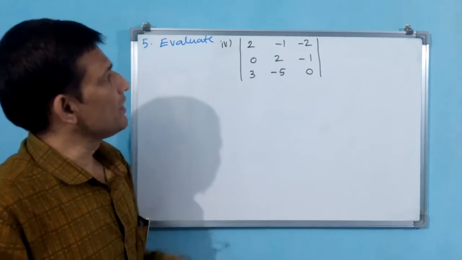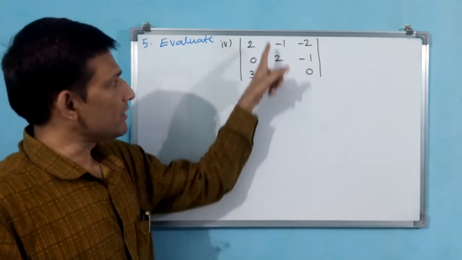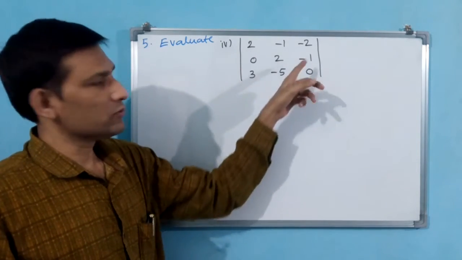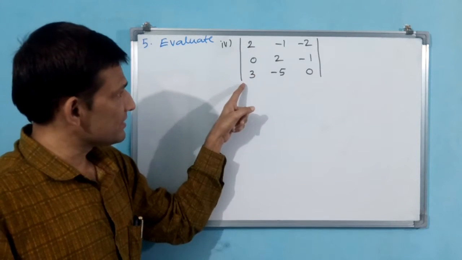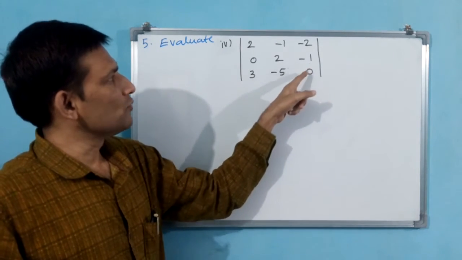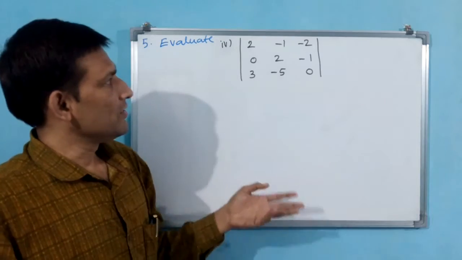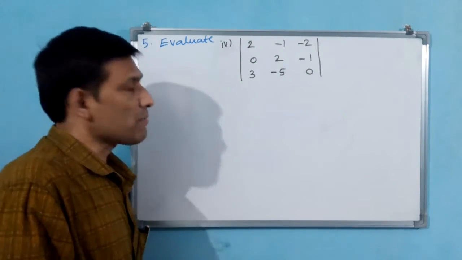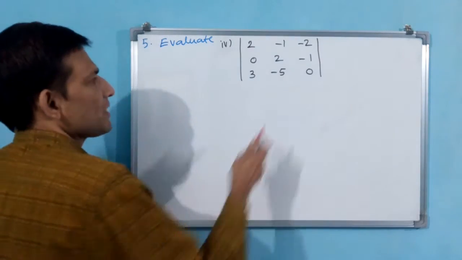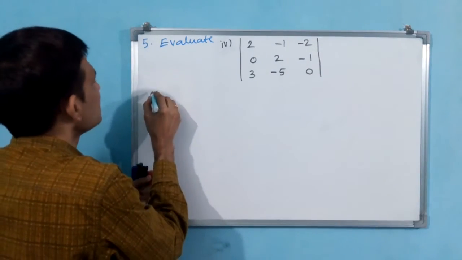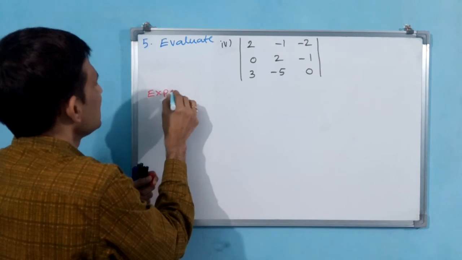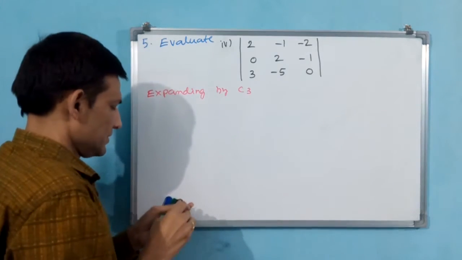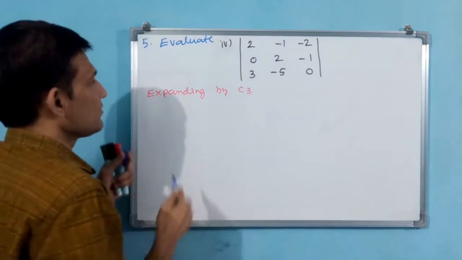Okay. See fourth part of the fifth question. See here, if you take C2, all operations you have to do, but if you take R1 also 3 operations, but you can take C1 or R2 or C3. Well, I think we have not taken C3. C3 we will take. Okay, expanding by C3. Write down. Why? Because one operation we are going to save. Expanding by C3.